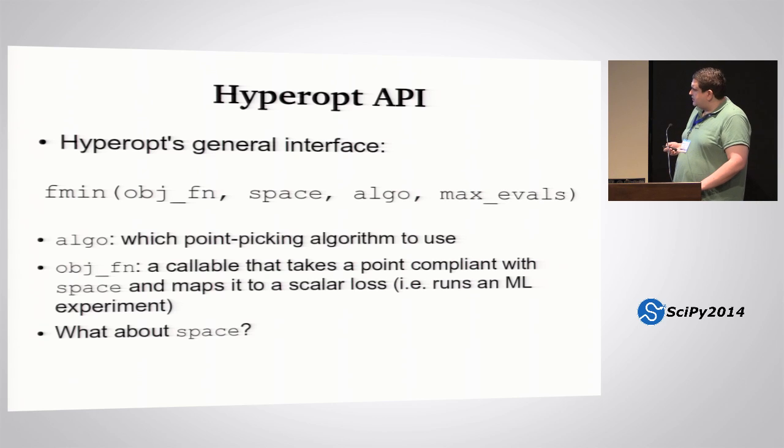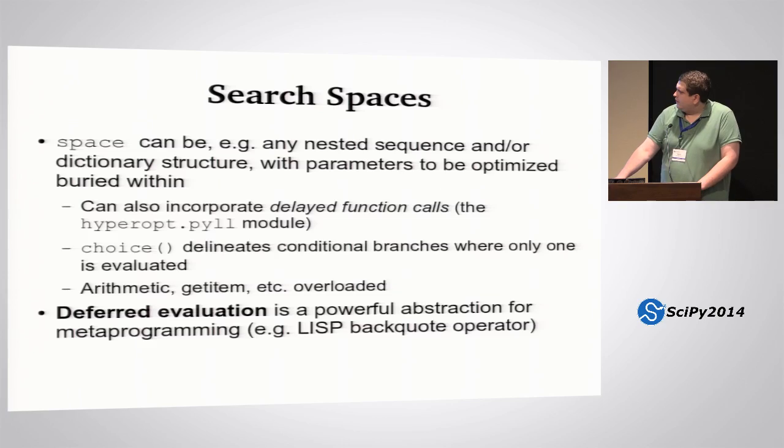The objective function is pretty standard. The algorithm is just a sort of a switch to tell you which search strategy you'd like to use. But what about the space? And that's where things get interesting. So space can be any nested sequence or dictionary structure, but it can also incorporate delayed function calls. This can be a nice way of shoving hyperparameters into your deeply nested structure after the fact.